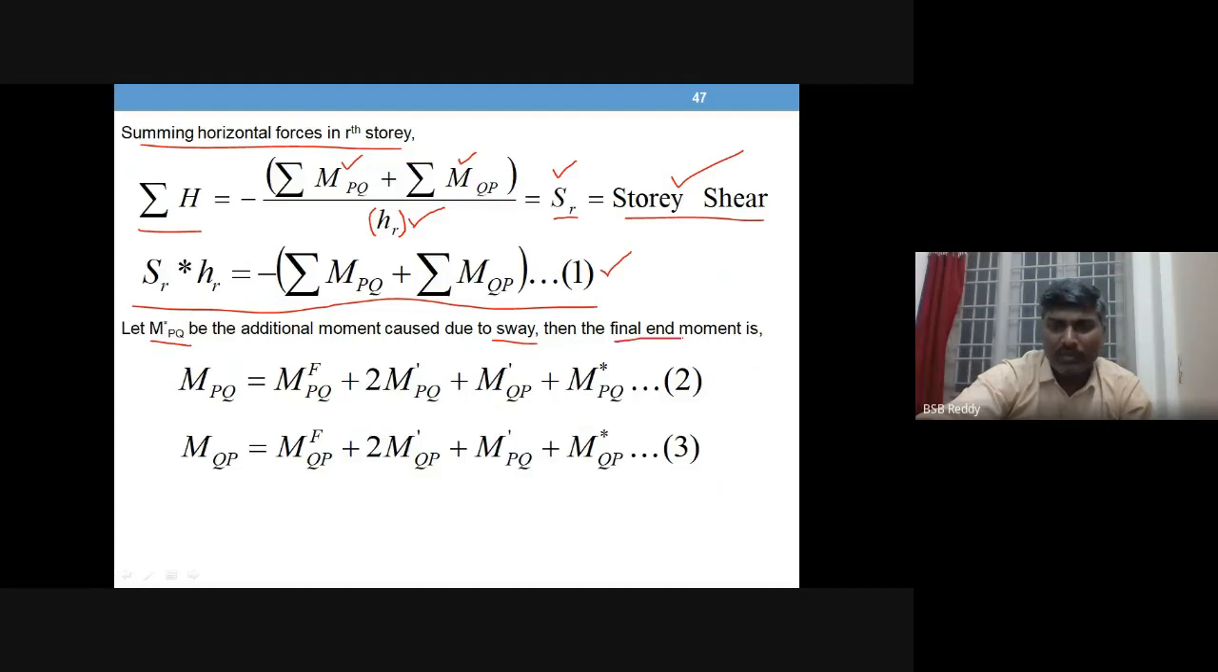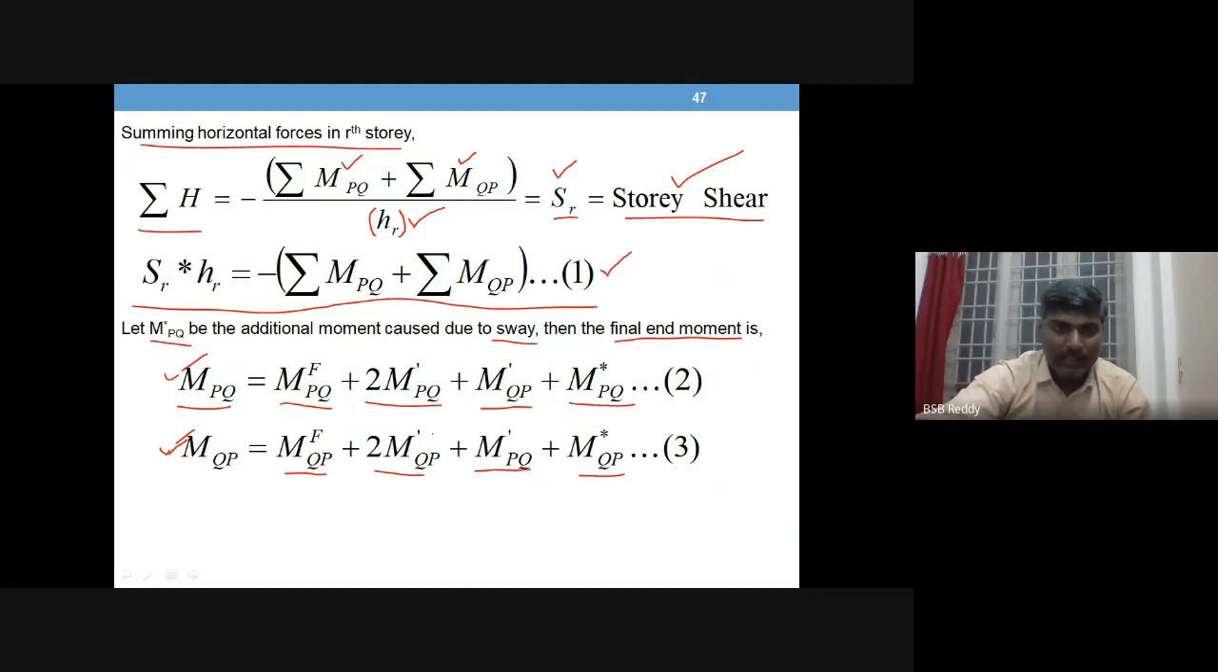Okay, so now the final moment becomes, what is the end moment expression for us? Fixed end moment plus 2 times near end rotation contribution plus far end rotation contribution. Now sway moment will also contribute to the end moment. Similarly, for the bottom end: fixed end moment plus 2 times near end rotation contribution plus far end rotation contribution, also the sway contribution, or moment from sway.